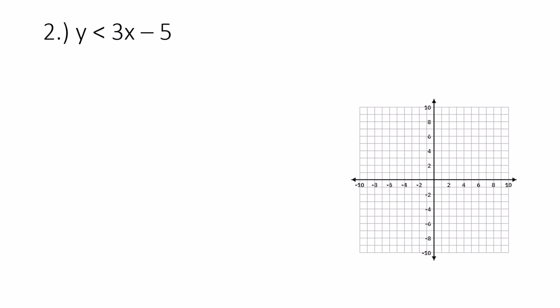Okay, now the next one is already in slope-intercept form. So this is nice. This makes it a little bit easier for us to graph. We have a y-intercept of -5, which is right there, and a slope of 3. So remember, that would be 3 over 1. So we have our rise over our run. So from the y-intercept, we are counting up 1, 2, 3, and over 1. And this one is a dashed line.